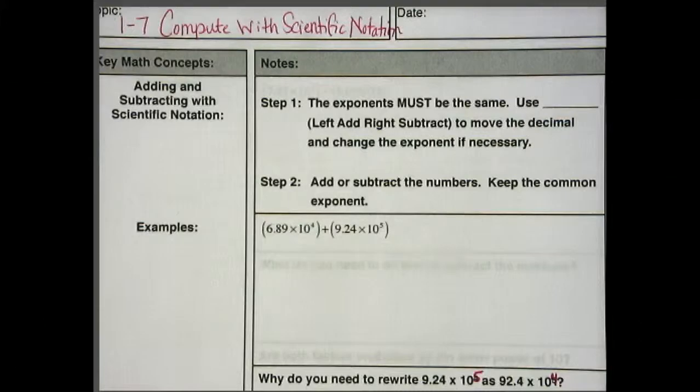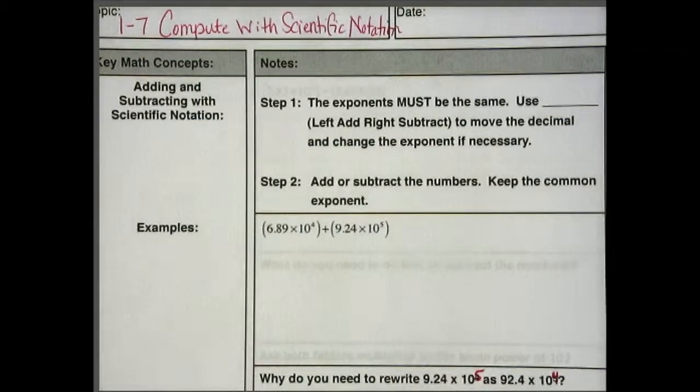Okay, let's look at section 1.7, compute with scientific notation. Now this is something that you're going to use quite a bit in your science classes as you move through high school, so it is important that you understand it. And while it is going to seem a little difficult at first, if you follow the rules and you follow the steps I give you, it will become easier each time you do it. So we are going to need to practice a little bit to get it right.